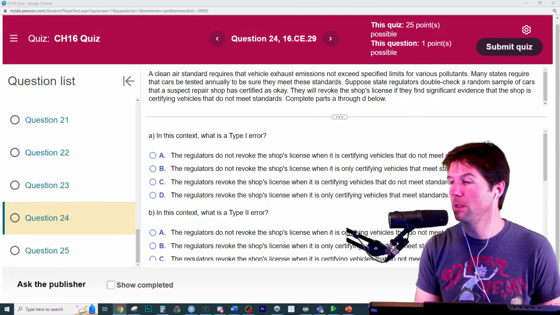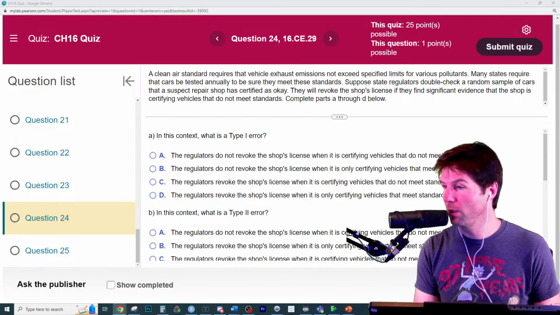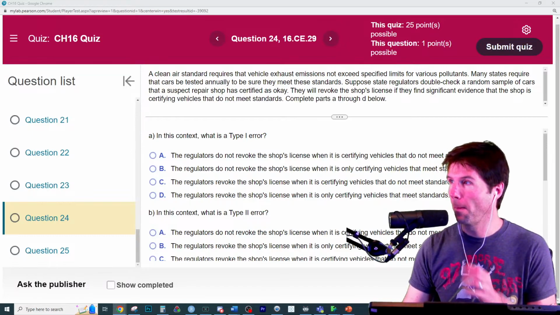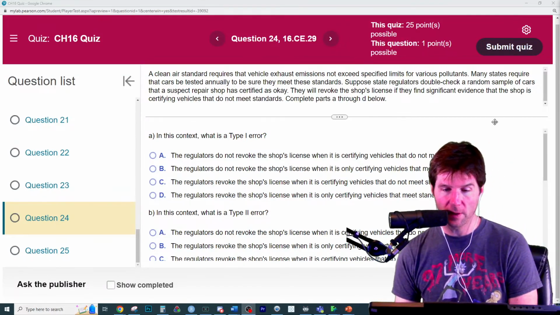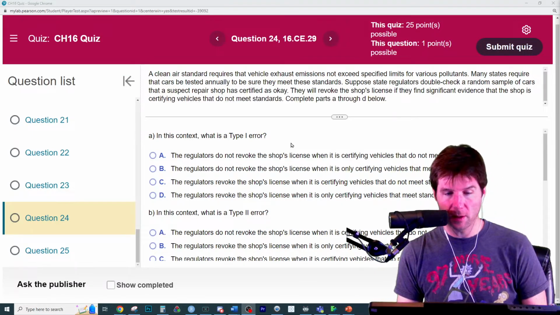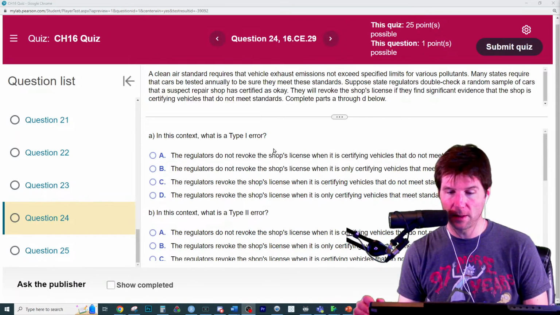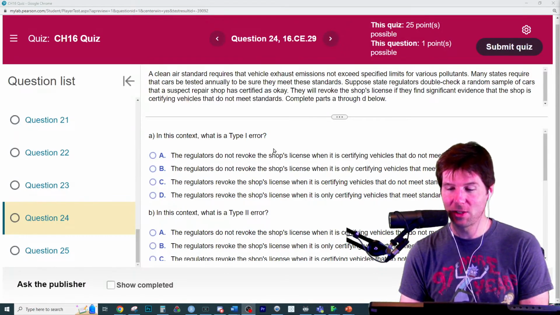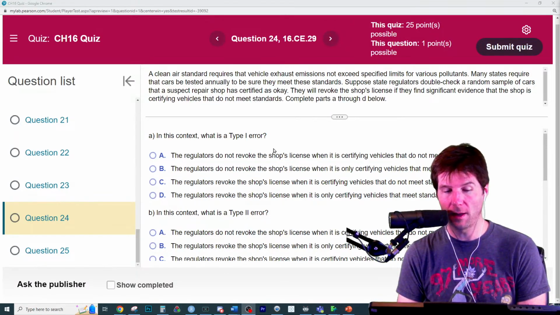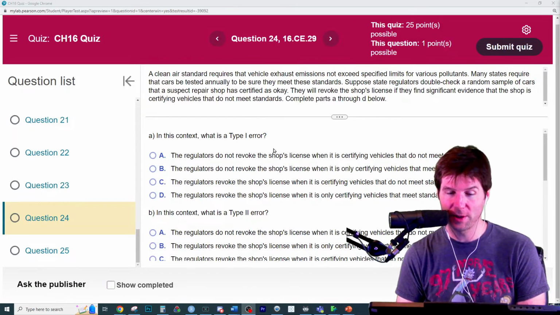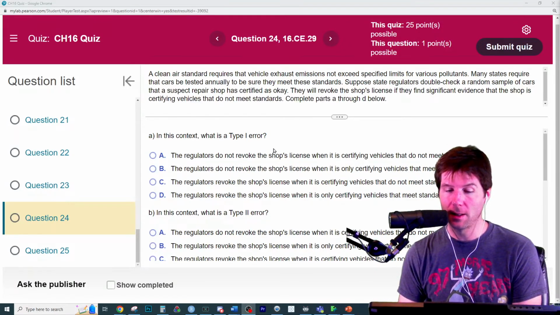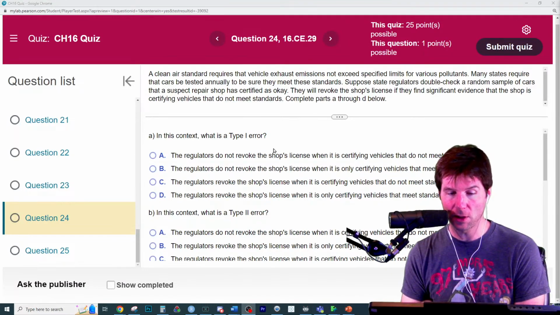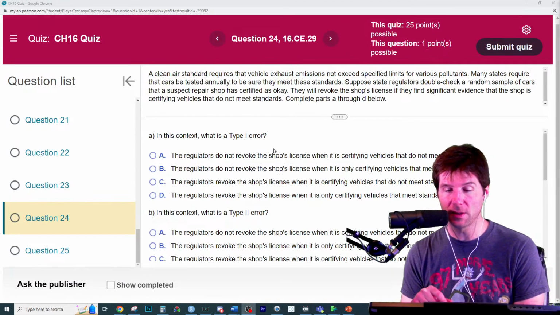Stat 201, chapter 16 quiz. A clean air standard. Okay, let's take a look at the clean air standard right here. Many states require that cars be tested annually to make sure they meet these standards. I got to get my car inspected, it's on my board. Suppose state regulators double check a random sample of cars that they suspect a repair shop has certified as okay. They will revoke the shop's license if they find significant evidence that the shop is certifying vehicles that do not meet the standards.